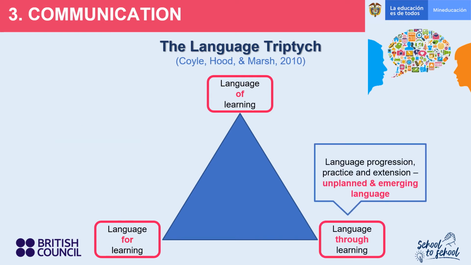The last component of the language triptych is language through learning. This involves language progression, practice, and extension. It is the language that is not planned and that emerges as part of the lesson in a natural way. This is the language that is generated in the process of learning. As a new meaning is learned, new language is required and acquired.